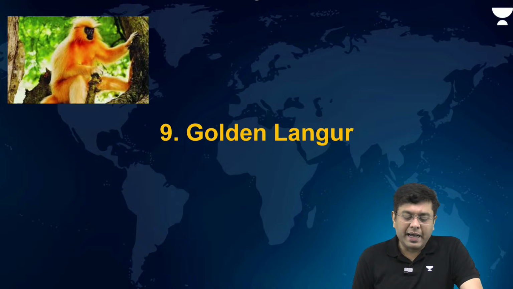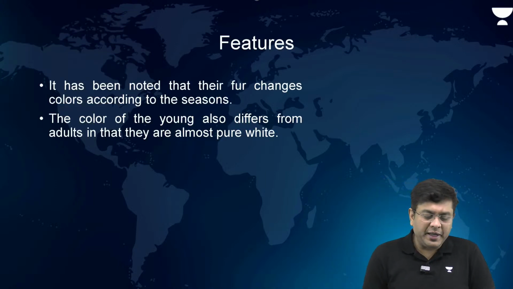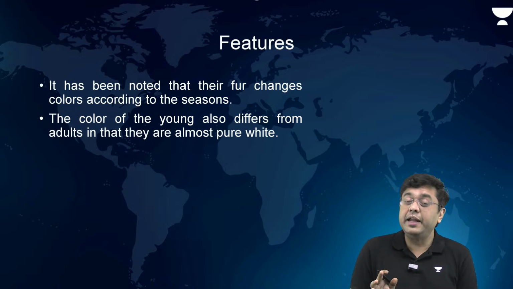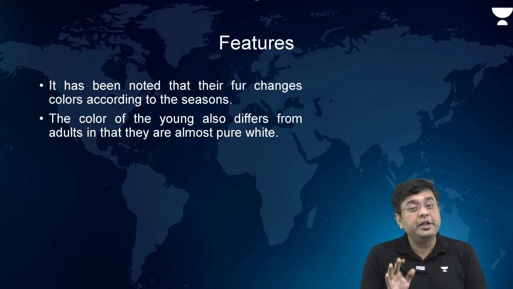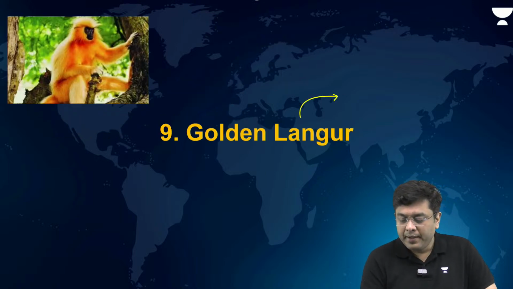Okay? Now, golden langur, also another species which has been in news. So where is it found? In the northeastern part, in the Indo-Burma biodiversity hotspot. That is where it will be found. Indo-Burma biodiversity hotspot, particularly in the region of the Assam Plains.